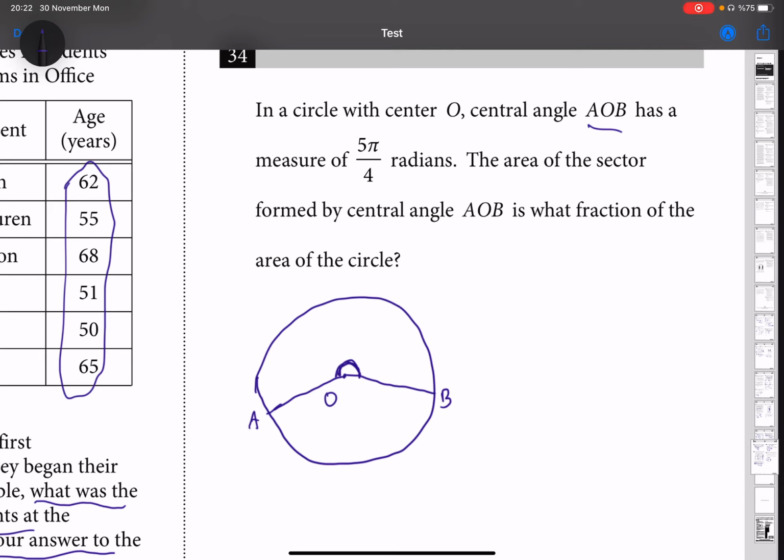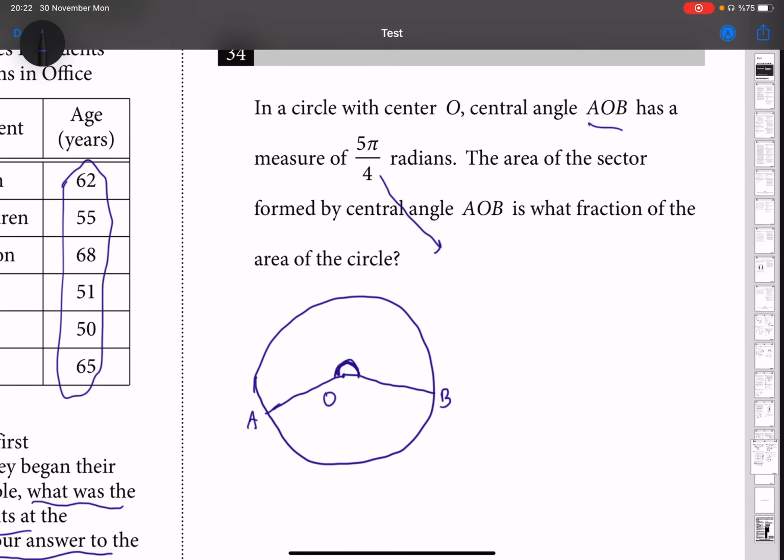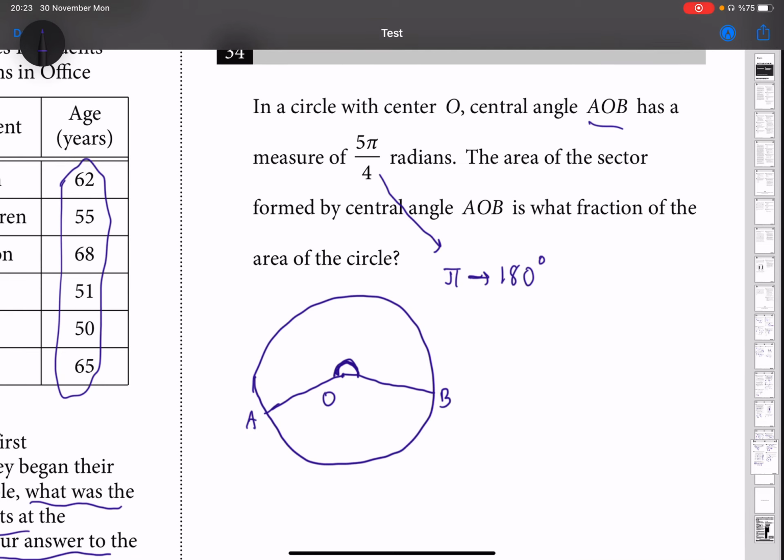Why do I draw it like this? Because it should be a little bit greater than 180 degrees, because I know that pi radians is equal to 180 degrees. So a full circle, for example, a full circle is represented by 2 pi radians in this case, because it is 360 degrees.